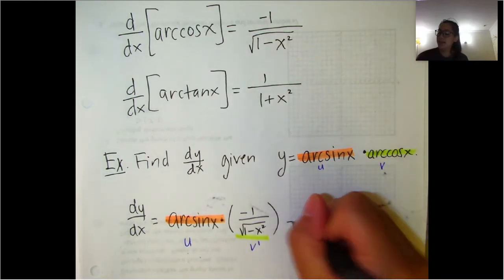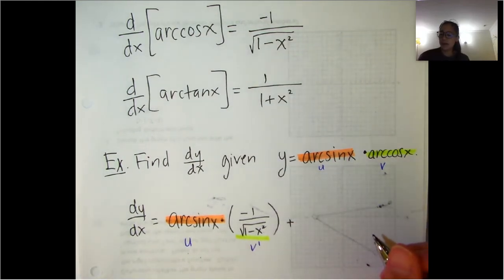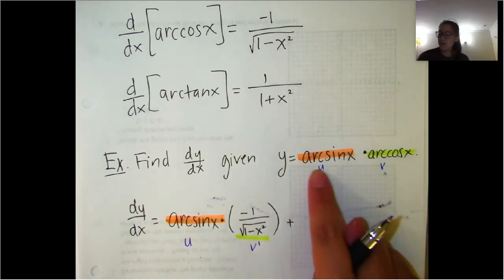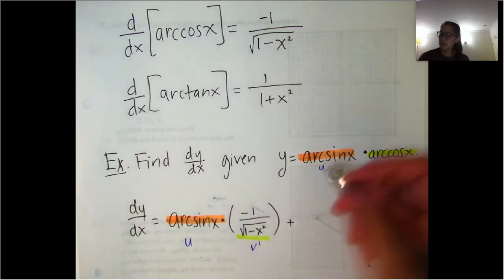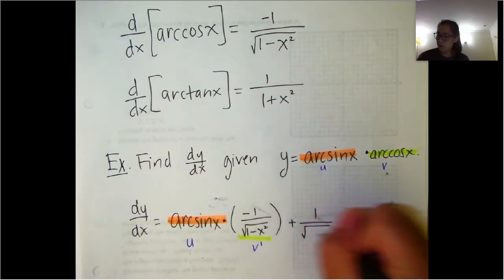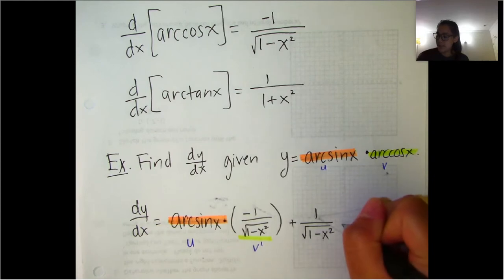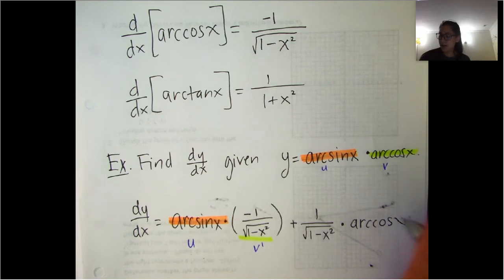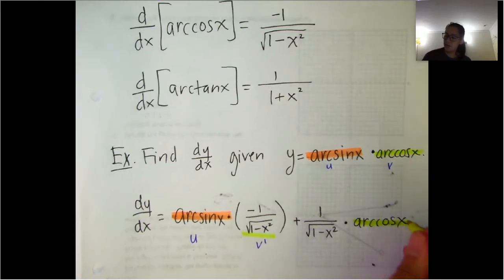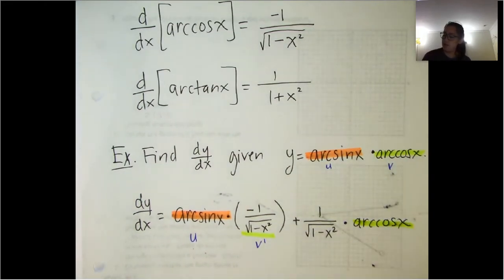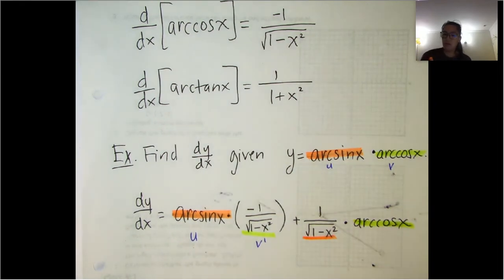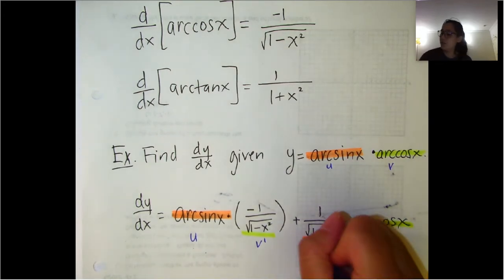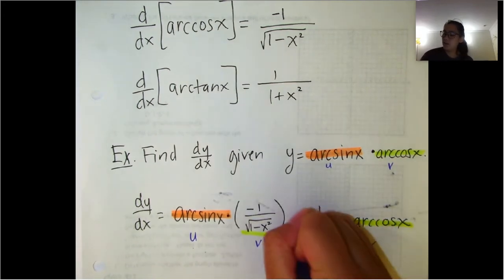And we're going to do plus the u prime, or u prime v. So we'll do u prime, which is the derivative of arcsine of x. That's written up there. So we have 1 over square root of 1 minus x squared, and then times v. So then just arccosine of x. Just to reiterate, this here was u prime, and this was v. And so this was our product rule.